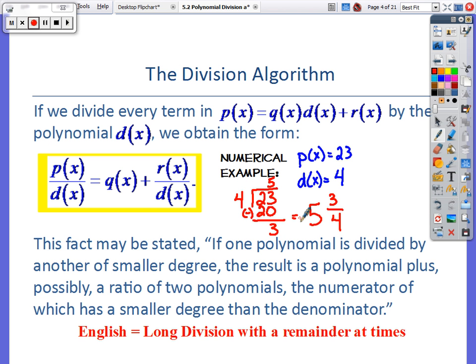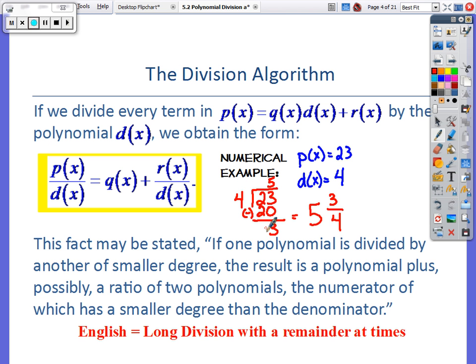And so the question is, is 4 a factor of 23? No. Okay, now why? Because I got a remainder other than 0. And if I get a remainder other than 0, it's not considered a factor. Neither is 5, because both of those are connected to this remainder of 3.